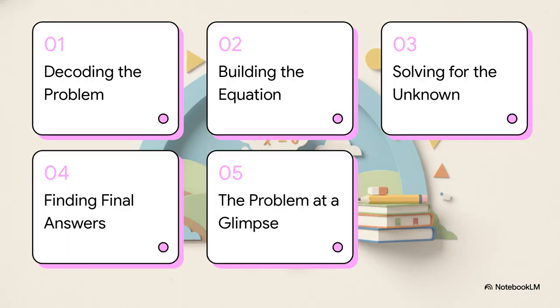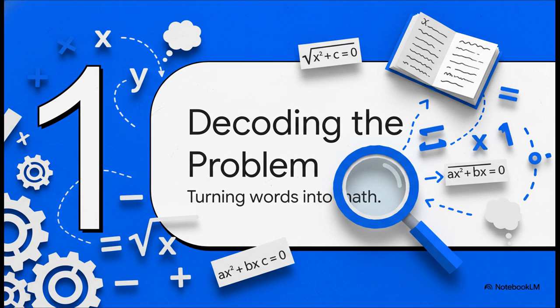Here's our game plan. First, we decode the problem, turn words into math. Then, we build our equation. After that, we solve for our mystery variable, find the final answers the question is actually asking for, and finally, take a quick look back to make sure everything adds up. Let's get into it.